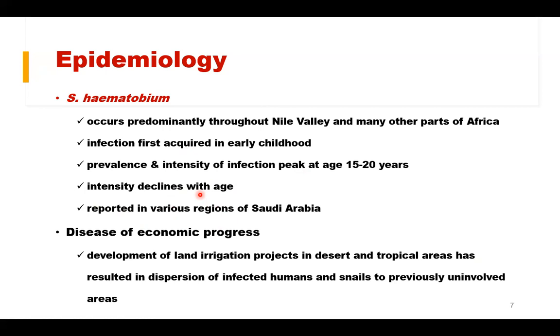Schistosomiasis is considered a disease of economic progress, okay? So when you have development of land irrigation projects, which are meant to reclaim dry land so you can have better agricultural produce, it often results in the snail intermediate host finding its way there, and then you have the disease.